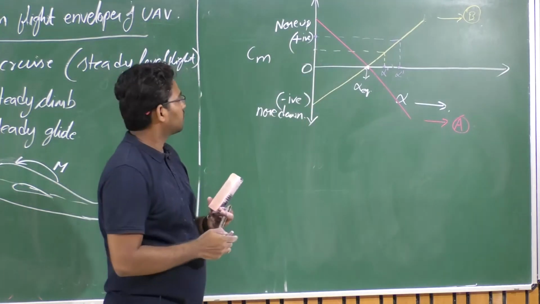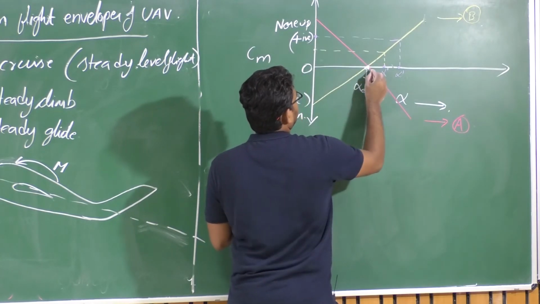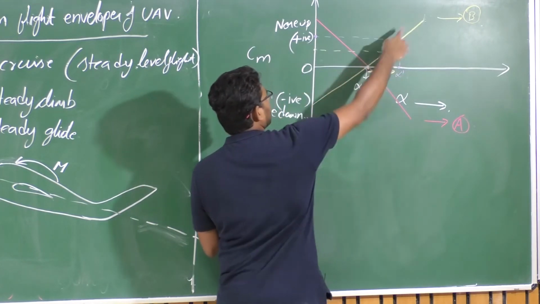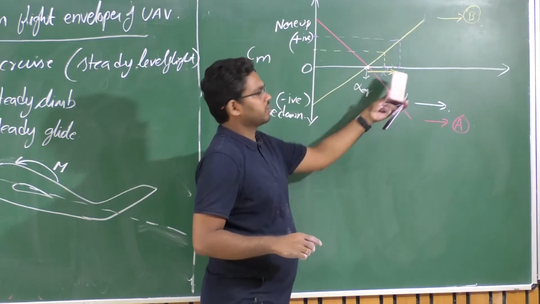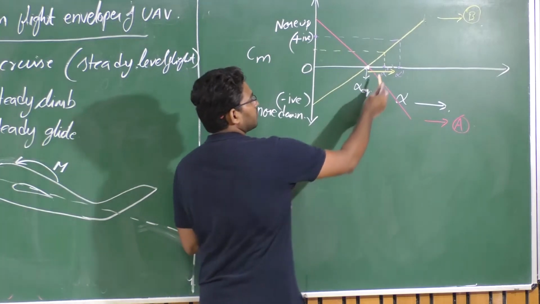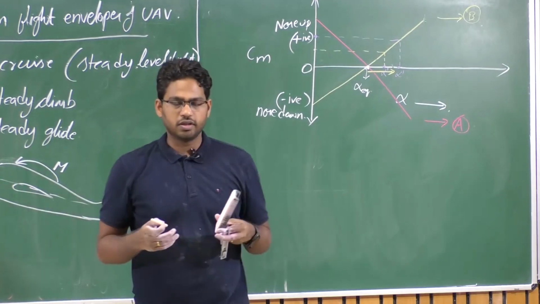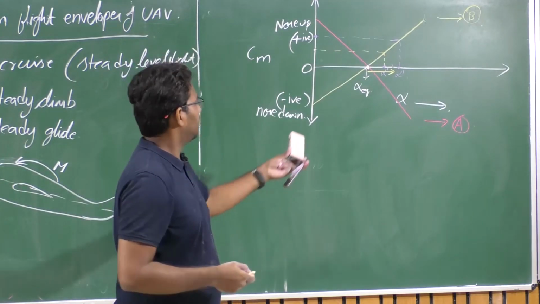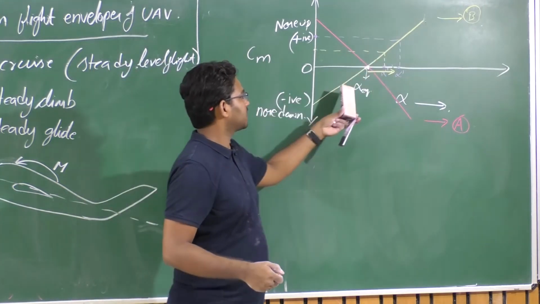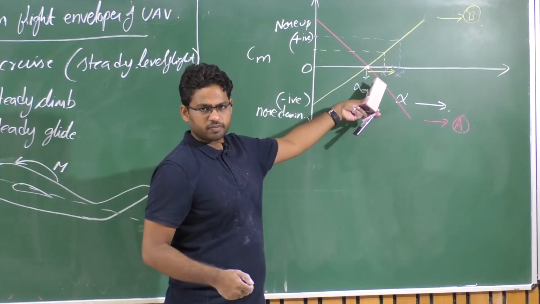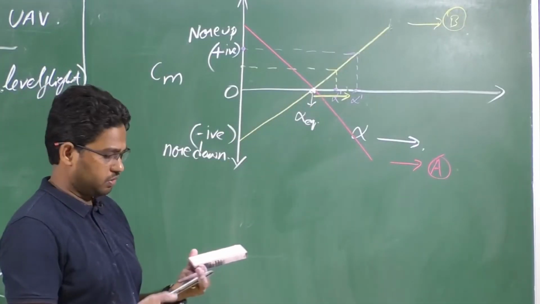moment, right? So the aircraft with this yellow variation will try to move away from this equilibrium position. That means the aircraft is said to be unstable, statically unstable here. If the aircraft possesses this particular variation, we say the aircraft is statically unstable, it doesn't possess longitudinal static stability, right?